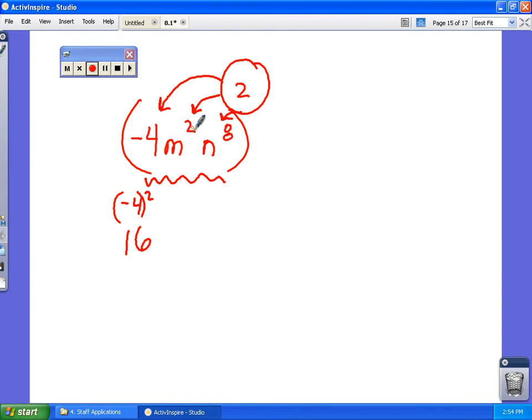Then when you take a variable that's already to a power to another power, instead of adding, you actually multiply. So 2 times 2 is m to the fourth. And then n to the 8th to the second power is 8 times 2, which is n to the 16th. And there's your final answer.